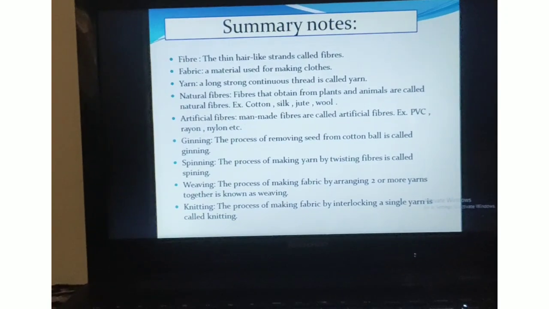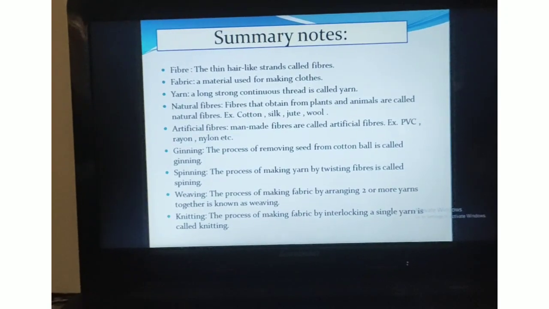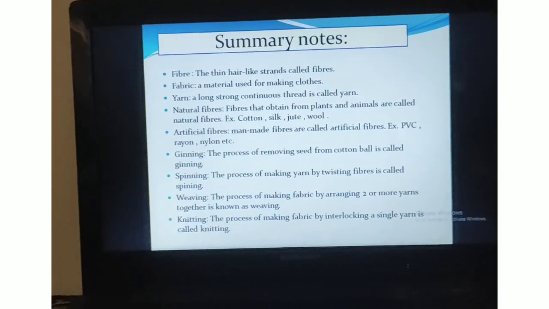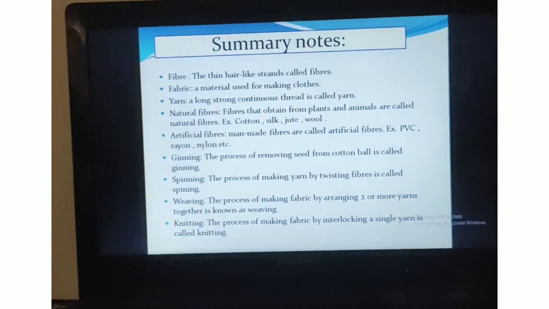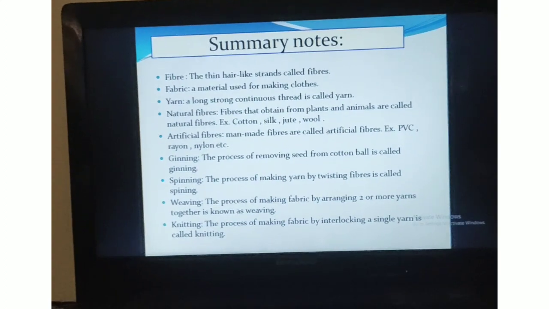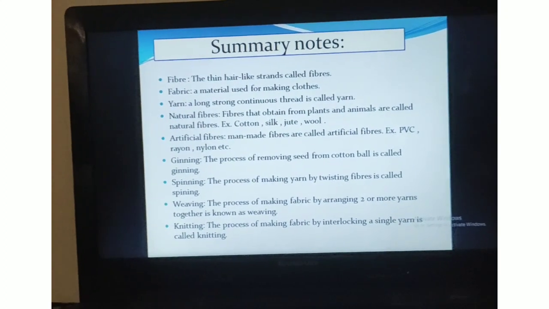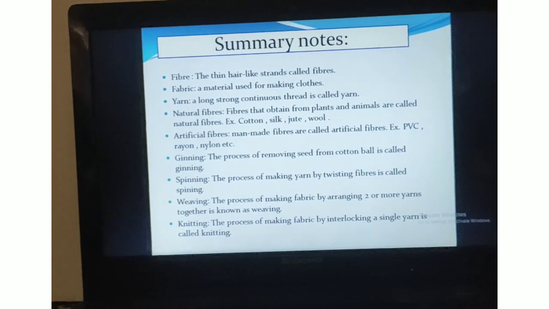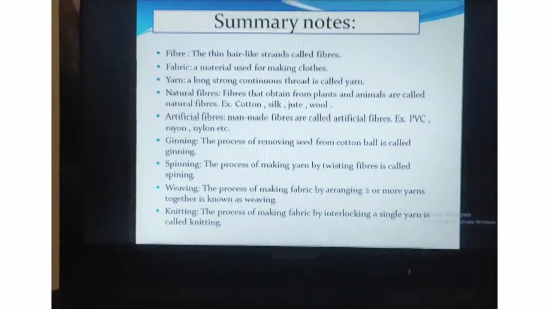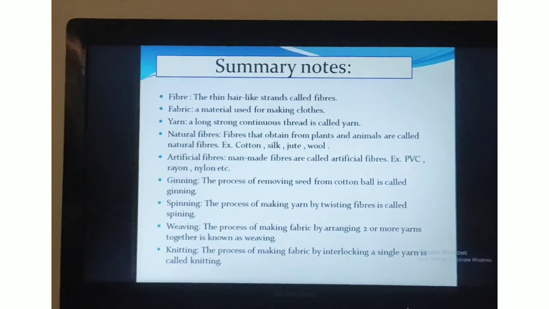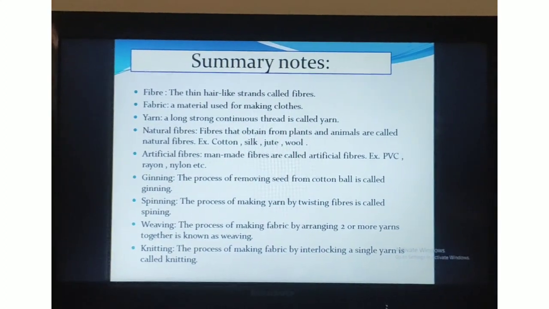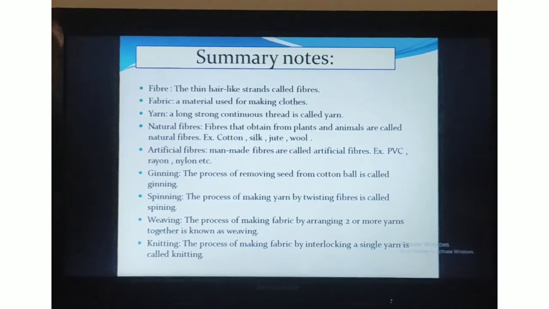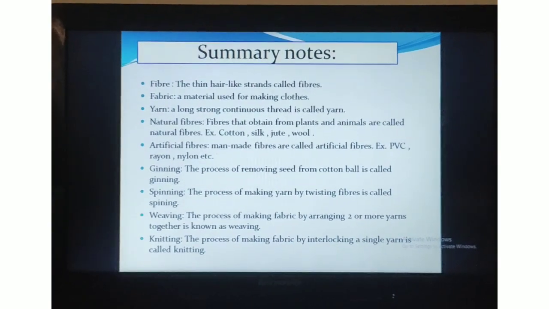Once the fibers are separated properly from the seeds, then it's time for the spinning process. Spinning means twisting the fiber. Twisting 2 to 3 fibers together to form a long continuous thread is known as the spinning process. I have shown you the video also, that you can do it with the help of your hand also. You can do it at your home also.